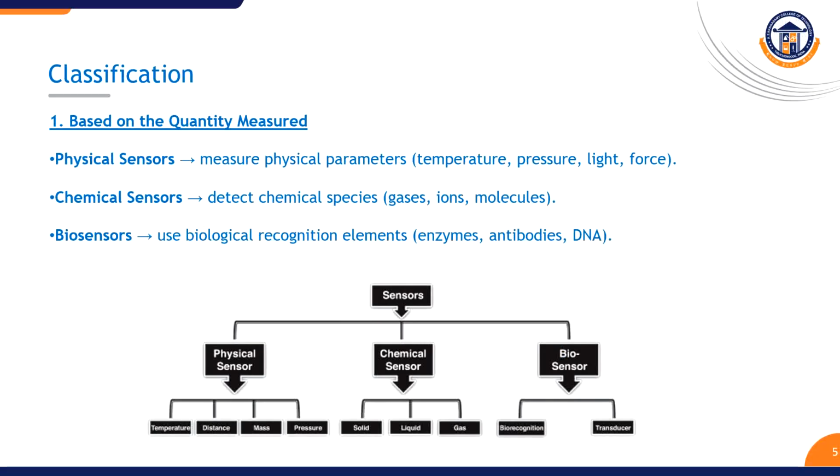We are going to classify sensors based on the nature of the quantity that we are going to measure. That is physical sensor, chemical sensor, and biosensor. A physical sensor measures physical parameters such as temperature, pressure, liquid, and force. Chemical sensors detect chemical species such as gases, ions, and molecules. Biosensors use biological recognition elements: enzymes, antibodies, and DNA.